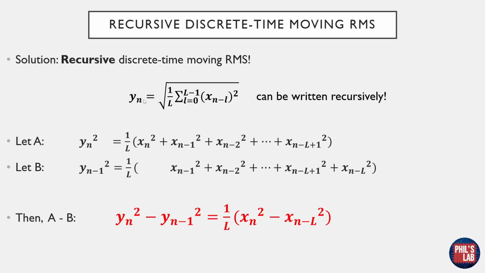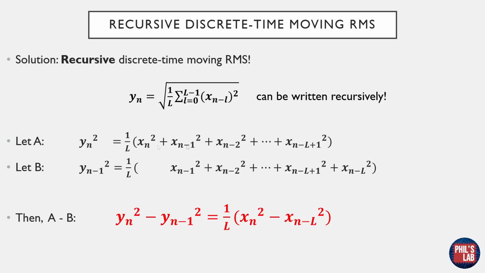If we expand that equation, for example for y[n], and then for y[n-1], we can derive the recursive version. Let me square both sides, so I'll square y[n], and that gets rid of the square root on the right-hand side. Then we can have an equation A, which is y[n] squared, is this sum, and we can have equation B, which is the previous RMS output, so y[n-1] squared.